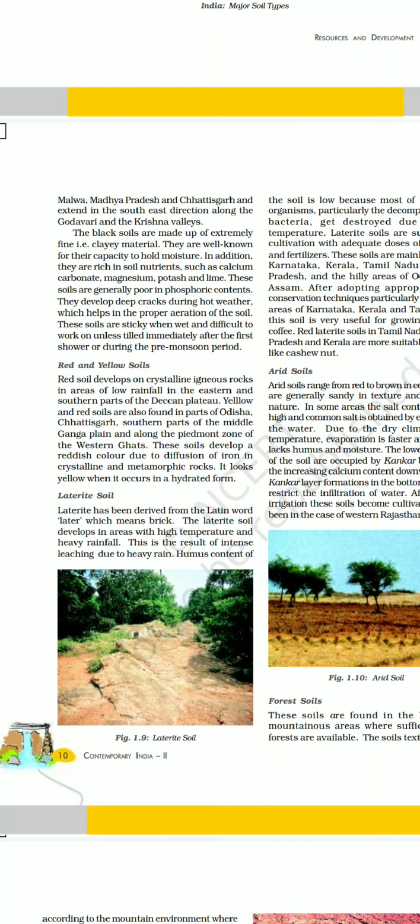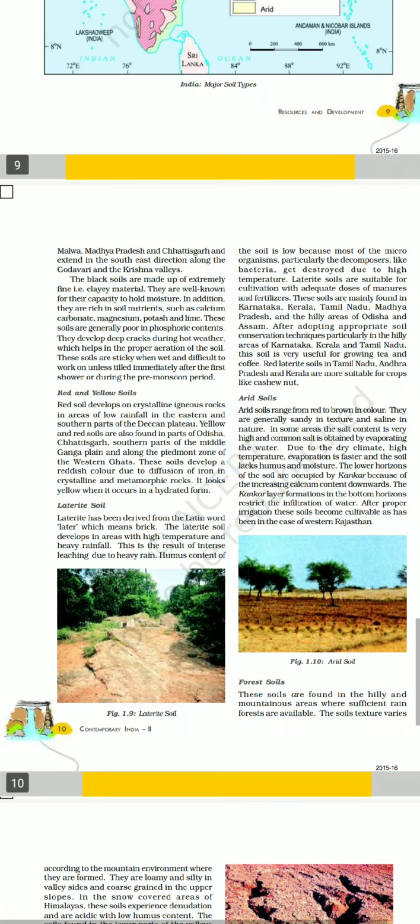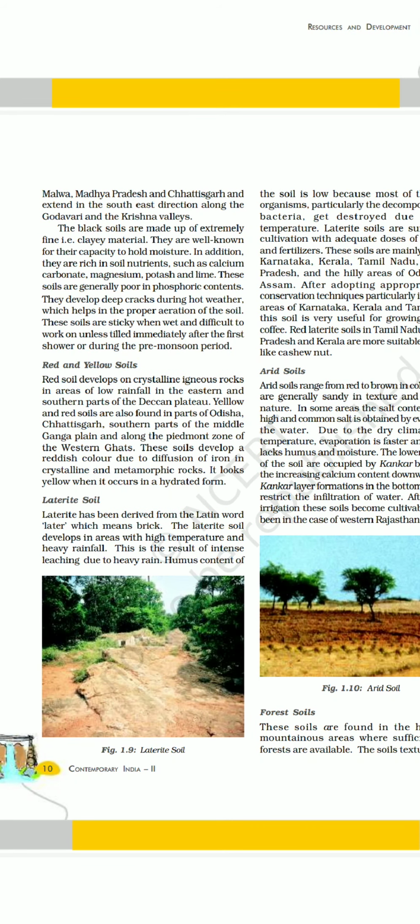Next is the laterite soil. Laterite soil is seen in areas of high temperature and heavy rainfall. It is due to the intense leaching activity of the rainfall. The soil does not have enough humus. It is good for manures and fertilizers, and is commonly seen in the southern parts and the coastal areas.